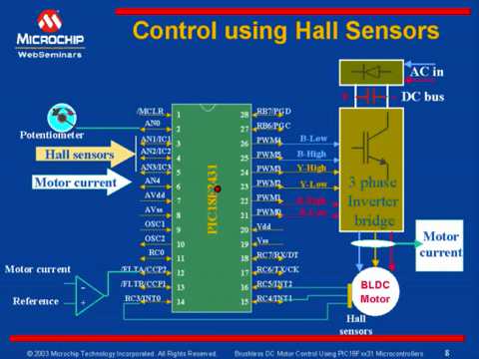PIC18Fxx31. In this case, I have taken an example of 18F2431, a 28 pin member of PIC18Fxx31 family. The Hall sensors also can be connected to the input capture module here, the motion feedback module, which is configured as input capture, IC1, IC2 and IC3. The input capture module has a mode in which the module generates an interrupt on transition on every pin, making it ideal for Hall sensor interface.